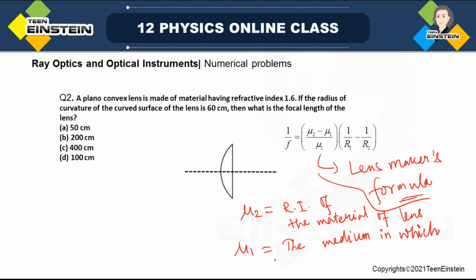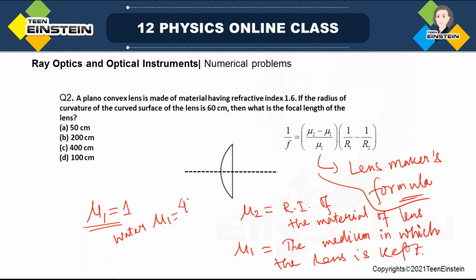The medium in which the lens is kept. If nothing special is mentioned, then we have to think that the lens is kept in air. Okay? So if it is kept in vacuum or air, then mu1, the refractive index of the medium, will be 1. If it is mentioned that the lens is dipped into water, then this mu1 will be the refractive index of water, 4 by 3, or 1.33. This will obviously be given.